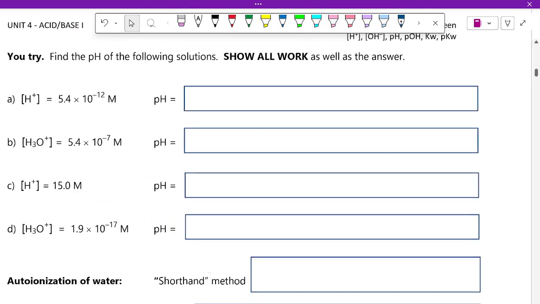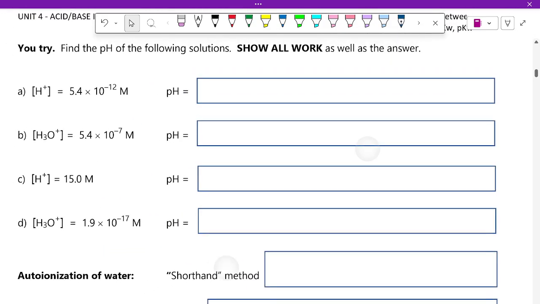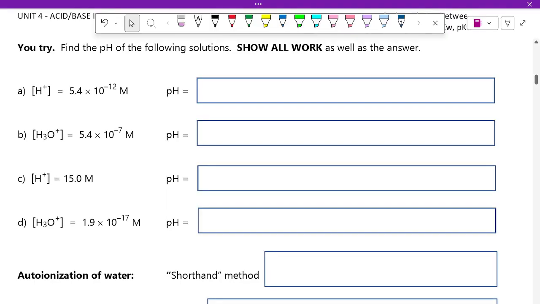Okay, so you're going to practice doing this and showing all of your work and correct sig figs. Go for it. Do it as quick as you can. If you need to borrow a calculator, there are many calculators over there. And I'm going to go grab 2 more. Anyone need a calculator?